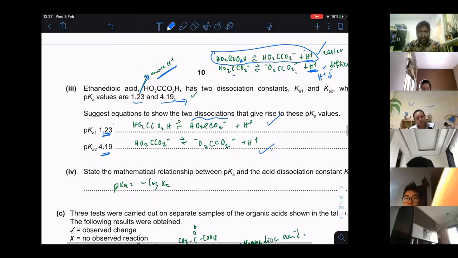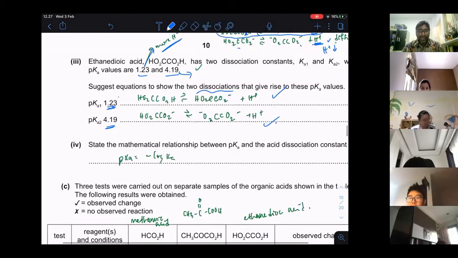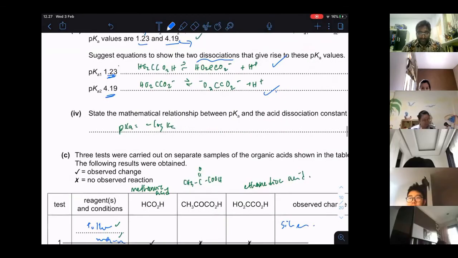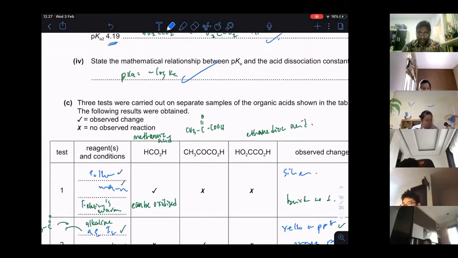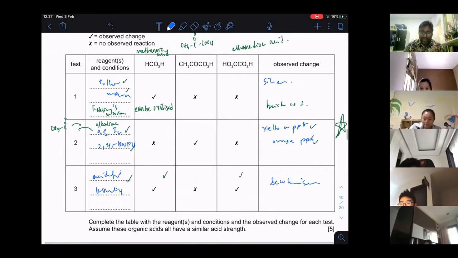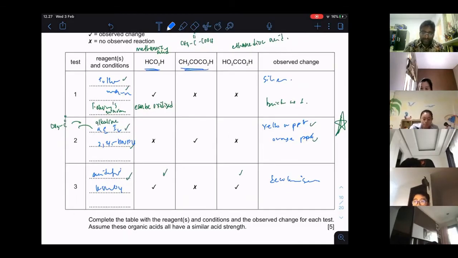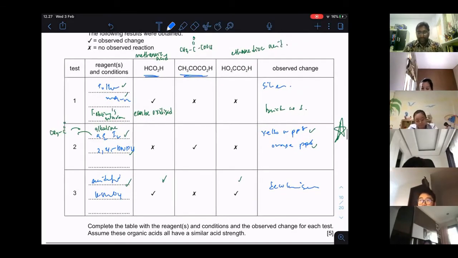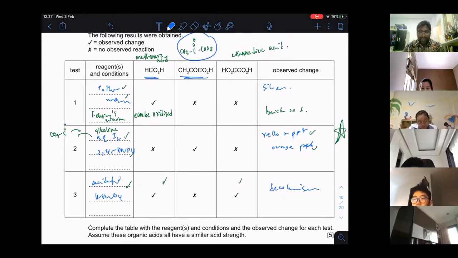Now, state the mathematical relationship. This is very easy. pKa is negative log Ka. We have done this as well. Maybe I'll go very, very fast on this. You are going to have these three things: methanoic acid, this structure. I've written this structure in this way. And then you have the ethanedioic acid over there.